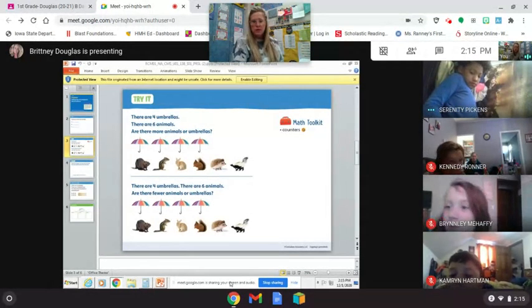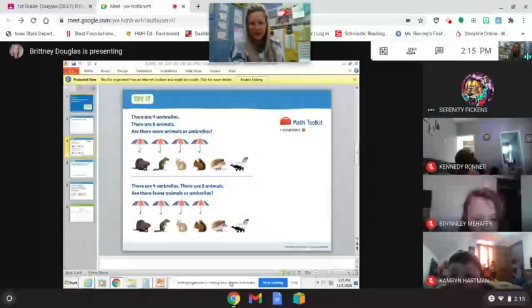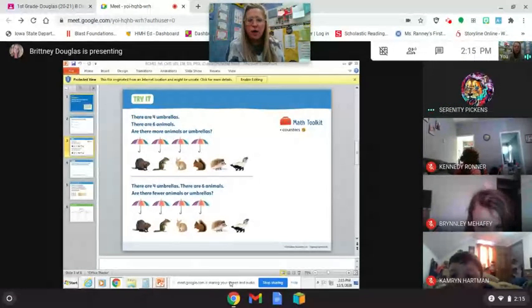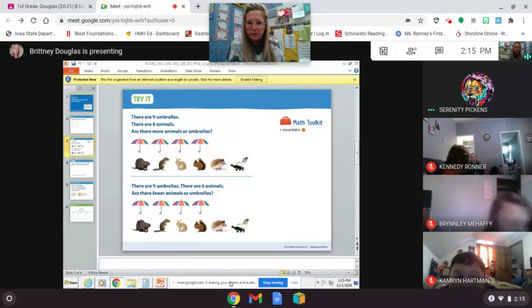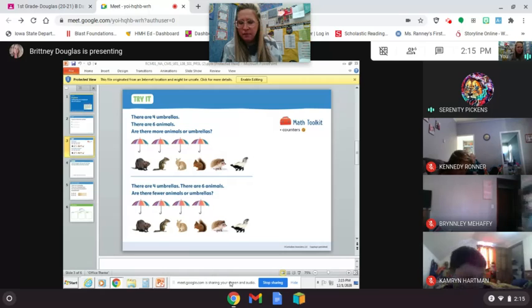Good. Okay, the next problem is similar to this one. Now it says there are 4 umbrellas. There are 6 animals. Are there fewer animals or umbrellas? There were more animals in the first one. Now it wants to know, are there fewer umbrellas or fewer animals? Fewer means less than. So if there's more animals, that means there are fewer umbrellas, right, boys and girls?